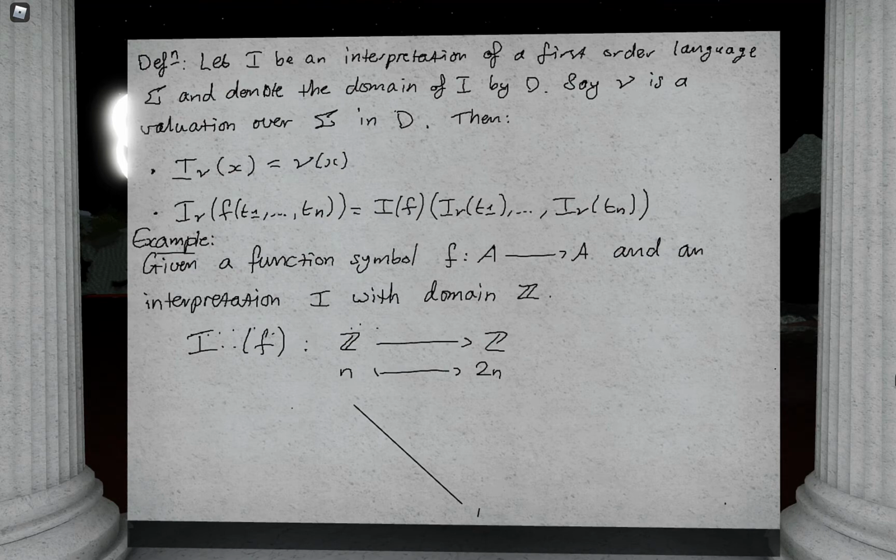So this is an example of an interpretation of a function, and indeed, I don't need a valuation in order to describe this. But if I were to give an interpretation of a term, of which f is not an example because I haven't applied it to any variables yet, then this is insufficient. I do need to give a definition of a valuation. Do you agree?